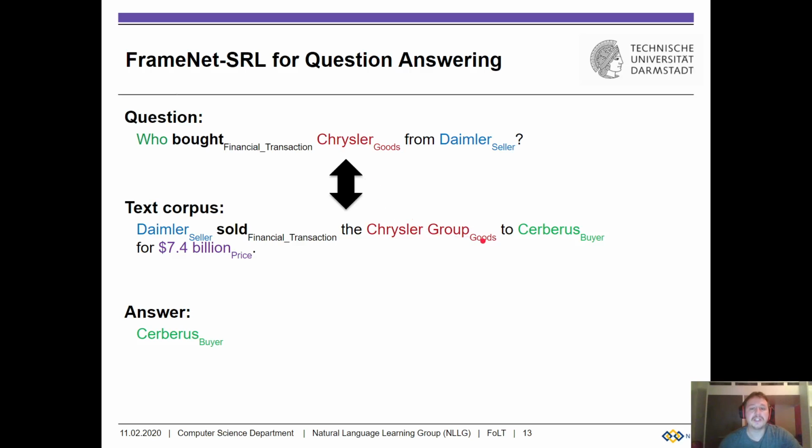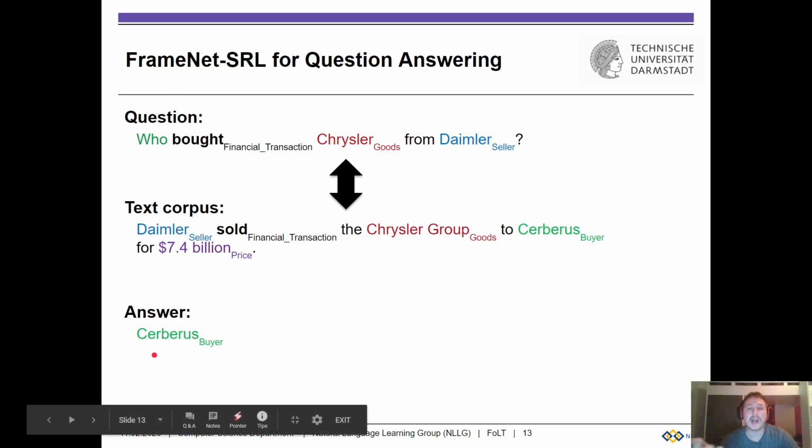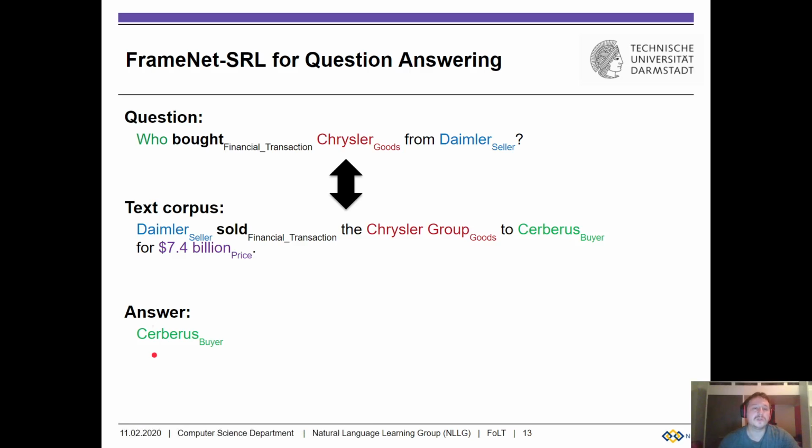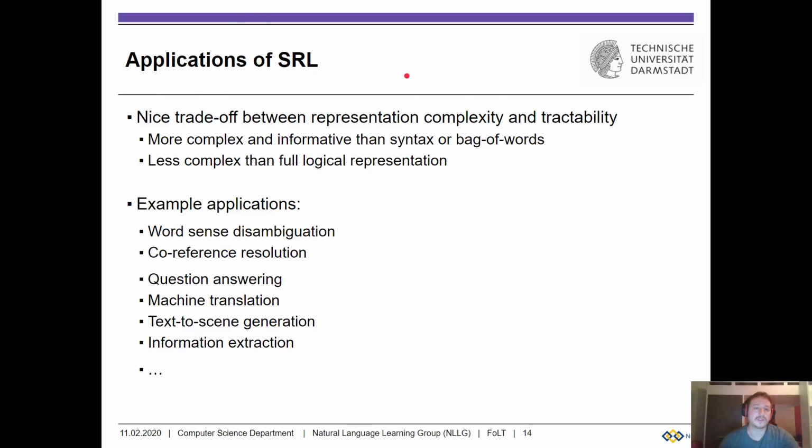So we find here goods, and goods is here; seller and seller is here; financial transaction and financial transaction is here. Then the only thing left to do is to find out what the "who" is referring to. So we would have two further arguments here, one about price and one about the buyer. And once we know that "who" is asking for the buyer, we can give the answer. So this is a high-level intuition of how we could use semantic role labeling, for example, in the context of FrameNet, to do question answering.